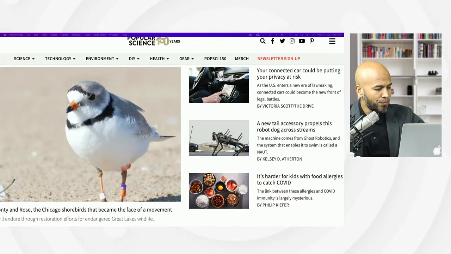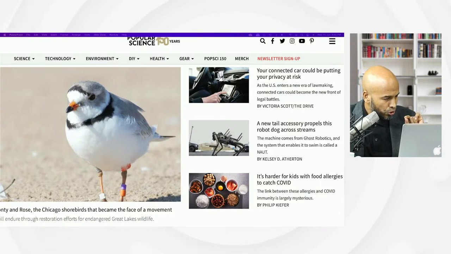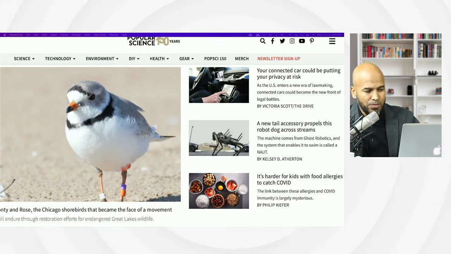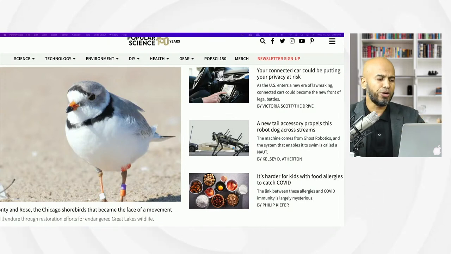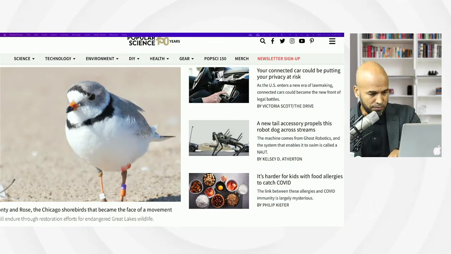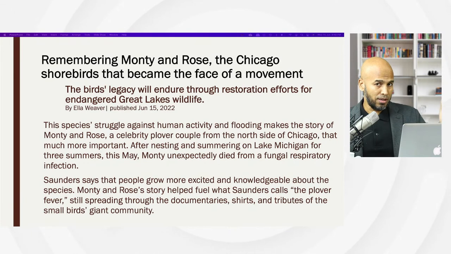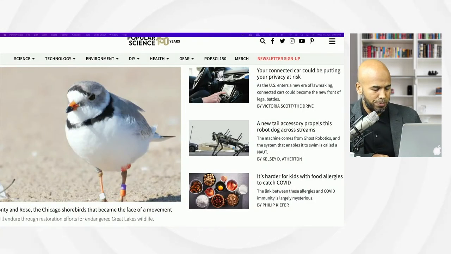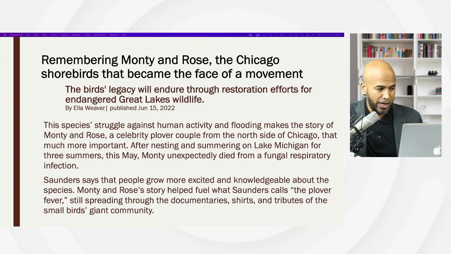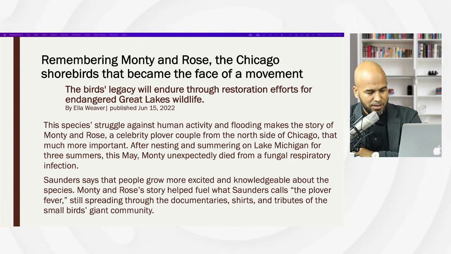The Chicago shorebirds that became the face of a movement. So I'm going to read that one. This one. Okay, so this is in detail. Those are the headings that we just read. And this is the main heading of the previous one on the previous slide, as you see, about Monty and Rose, the Chicago shorebirds that became the face of a movement. Okay, so this is the heading and there is a text, the article.